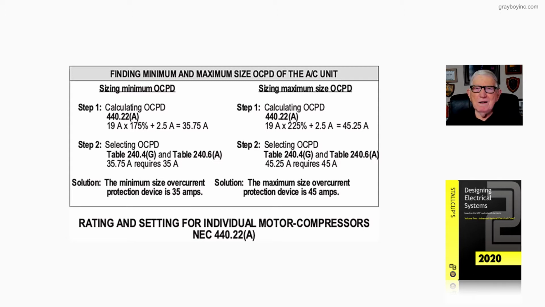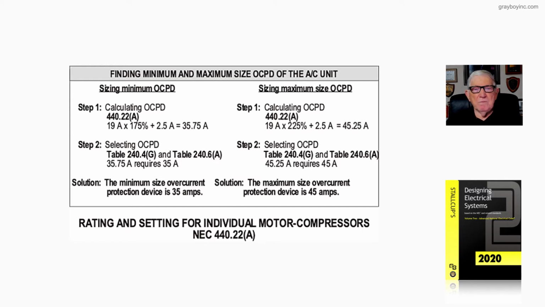We're calculating the size of the overcurrent protection device in accordance with 440.22(A). So we take 19 amps compressor current times 175% for minimum, and we would add that to 2.5 amp compressor motor, and we come up with 35.75.